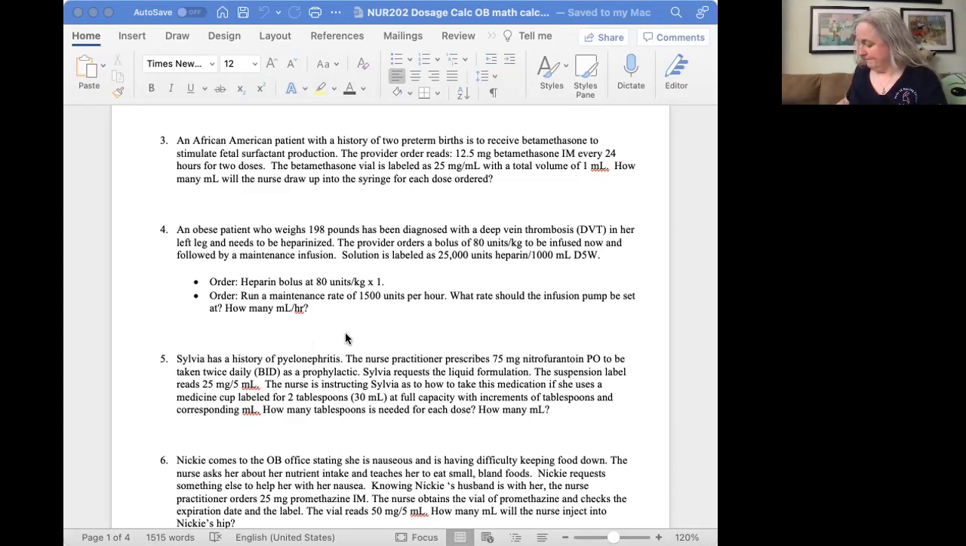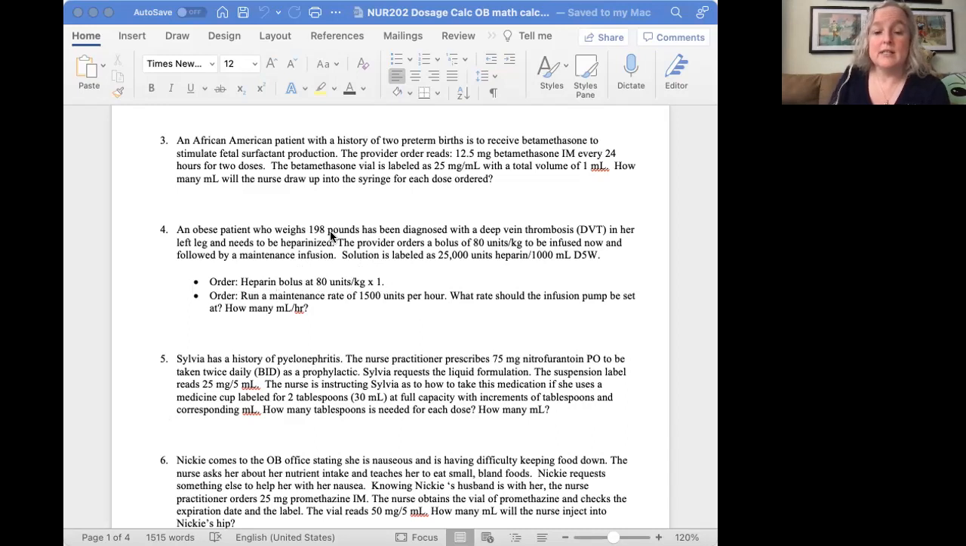Number 4, an obese patient who weighs 198 pounds has been diagnosed with a deep vein thrombosis in her left leg and needs to be heparinized. The provider orders a bolus of 80 units per kilogram to be infused now, followed by a maintenance infusion. The solution is labeled as 25,000 units of heparin in 1,000 milliliters of D5W. So for the order, heparin bolus, 80 units per kilogram times 1. First, we need to figure out how many kilograms this patient weighs.